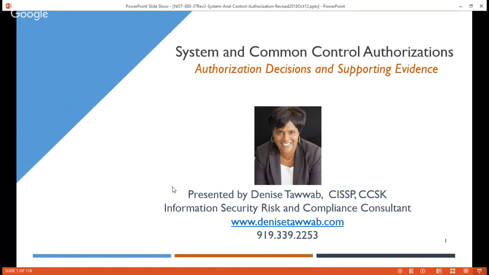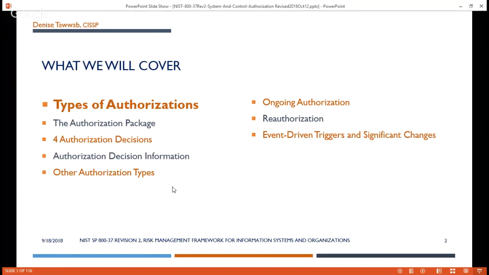Today, I'm coming to you to talk about system and common control authorizations according to NIST 800-37, which is the NIST risk management framework. What we're going to cover today will be the types of authorizations, the authorization package, the types of authorization decisions, the information that's included with an authorization decision, and special authorization types.